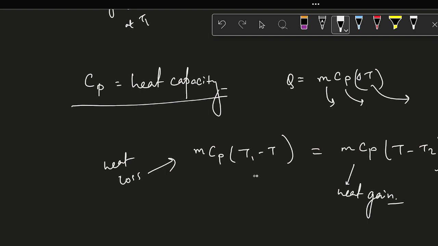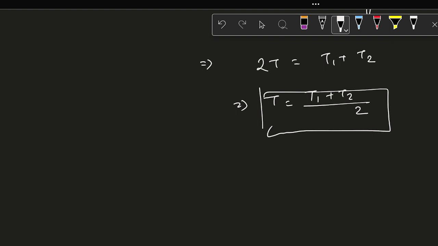And then again, if you take terms on the same side, it is just 2T equal to T1 plus T2, and T equals (T1 plus T2) by 2. So this is our final equilibrium temperature of the combined water body. Once that is done, now you just have to do the entropy calculation.